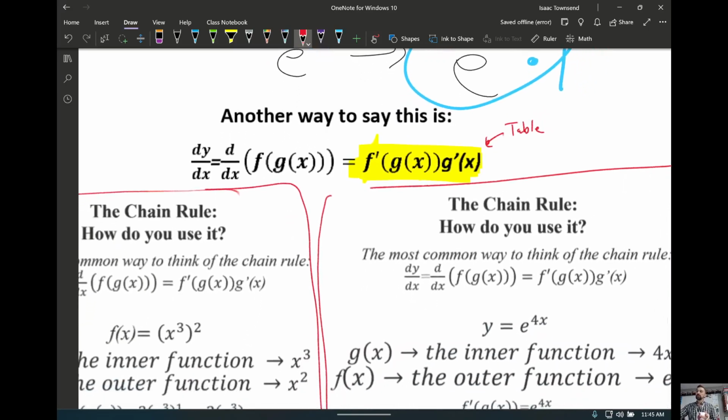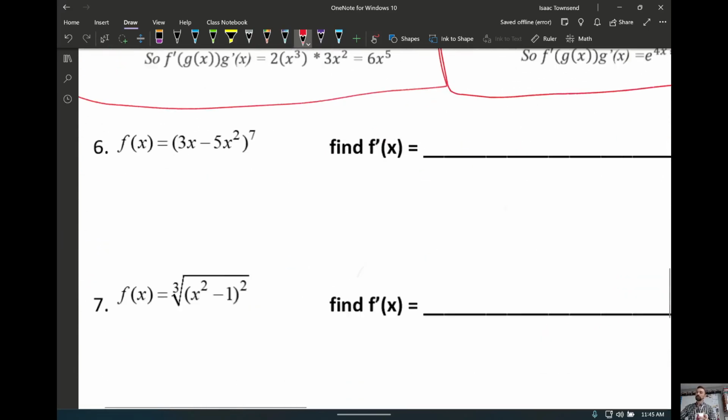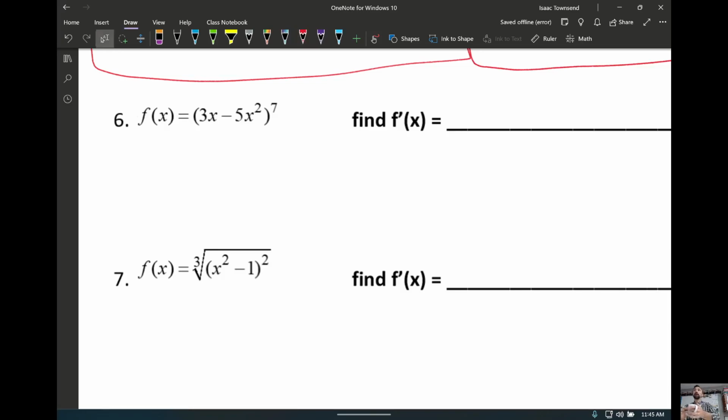Okay, so even though this is kind of the formula for it, derivative of the outer with the inner plugged in times the derivative of the inner, typically, I don't know, it doesn't really need to be quite that wordy. When I look at this, I see I've got something to the 7th power. And how do we normally take the derivative of something to the 7th power?